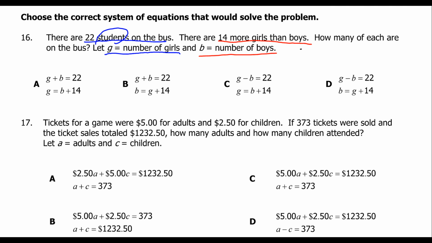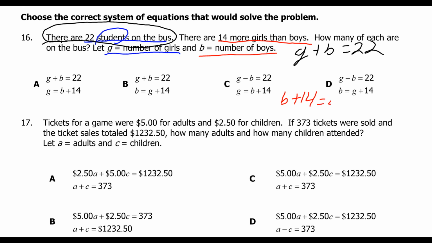So we've got G plus B, which is going to equal 22. We know that because of this right here: there are 22 students on this bus. Now we've got 14 more girls than boys. So what we have to do is write out boys plus 14 is going to equal the number of girls.